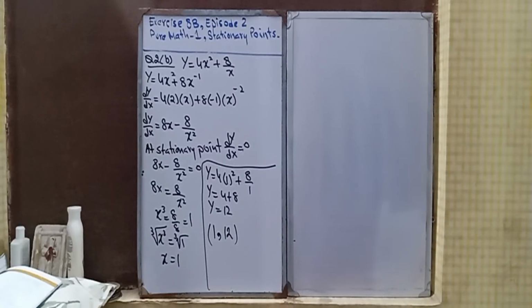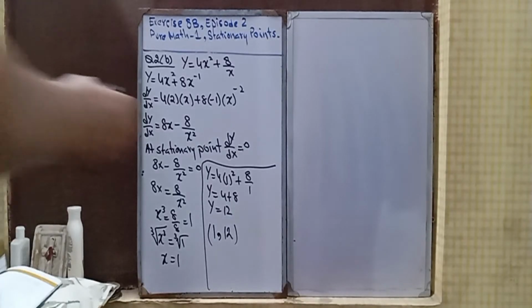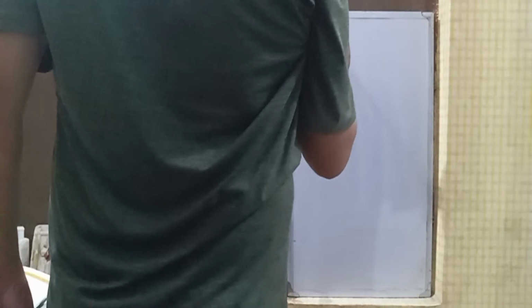Now we will find the second derivative to find out the nature of the stationary point, whether this is a maximum point or the minimum point. So I will take my dy by dx. dy by dx is equal to 8x minus 8 into x raised to power minus 2.